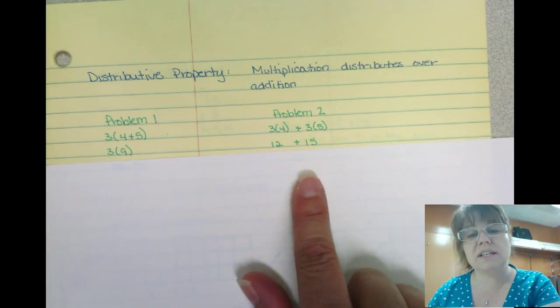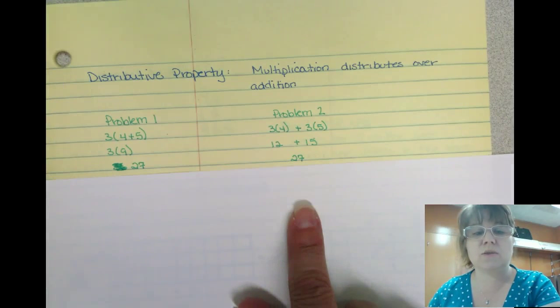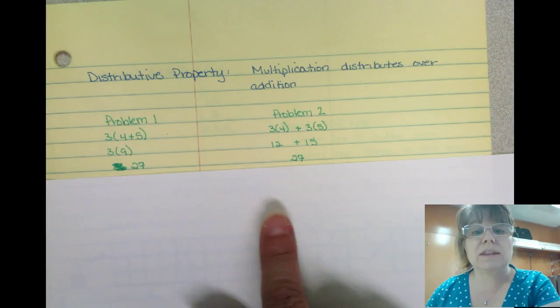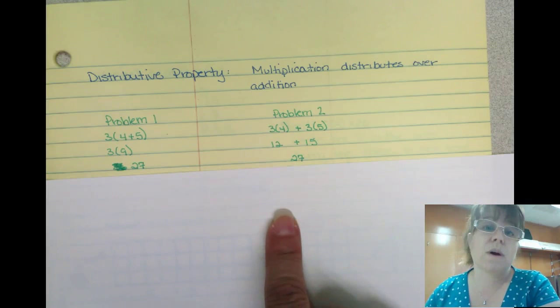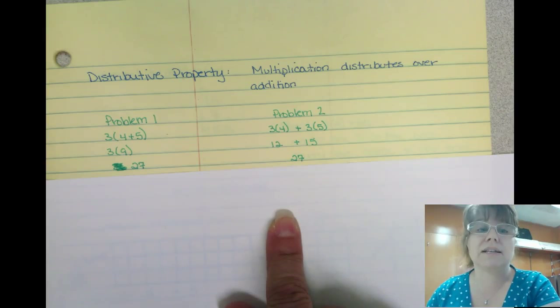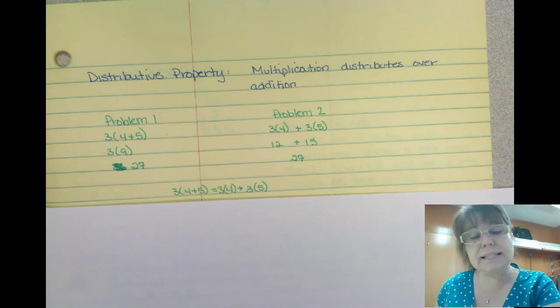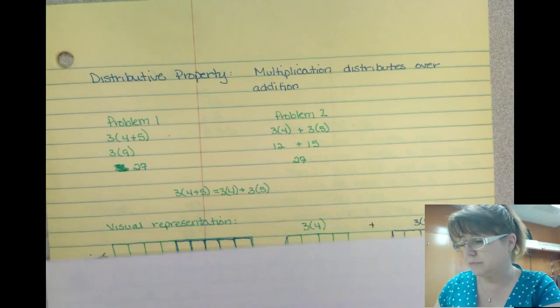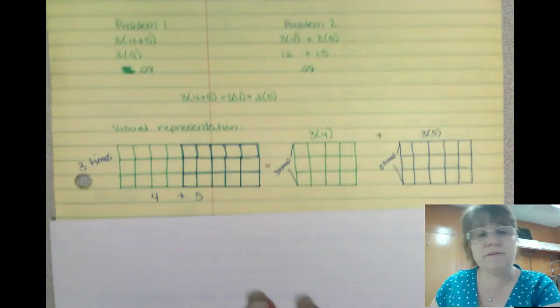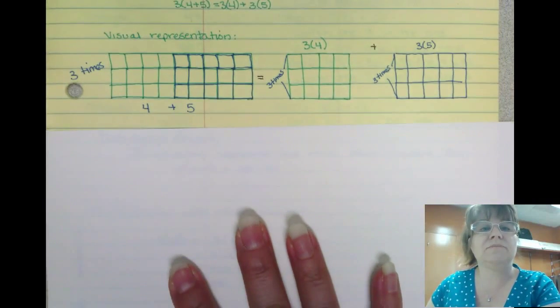So 12 plus 15, and 12 plus 15 is 27. We do get the same. And it doesn't matter what numbers we will use, it will always be the same. That is the distributive property. So sometimes it's easier to see it visually. So let me break it down visually for us.